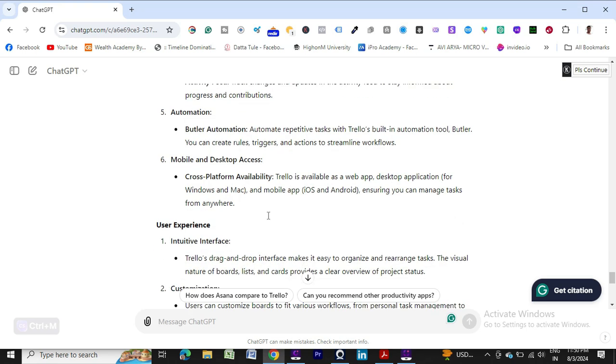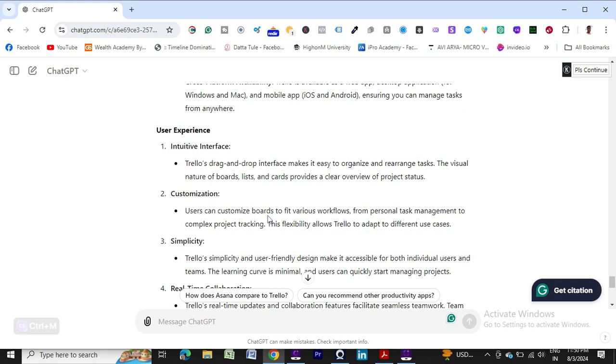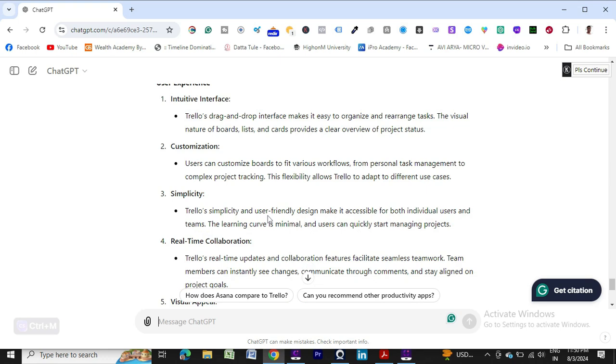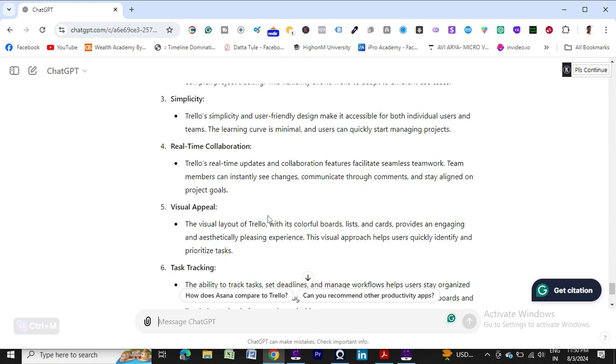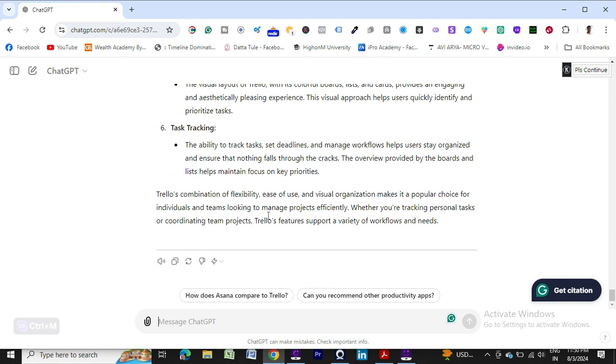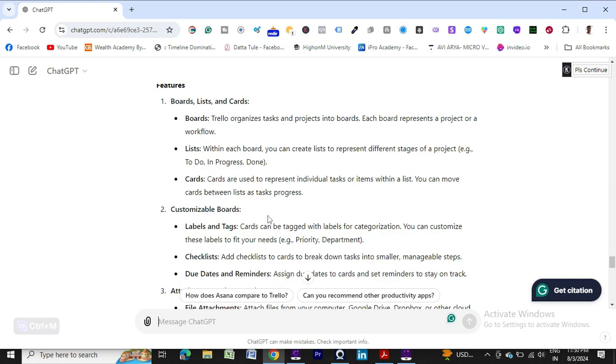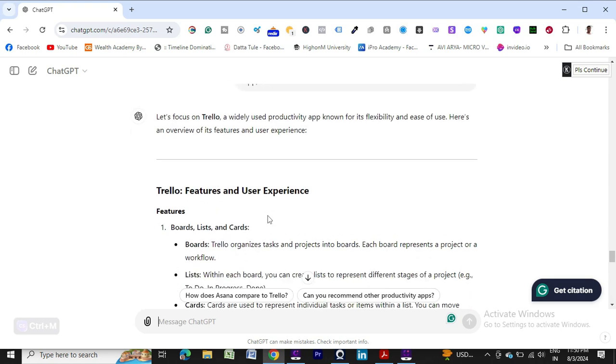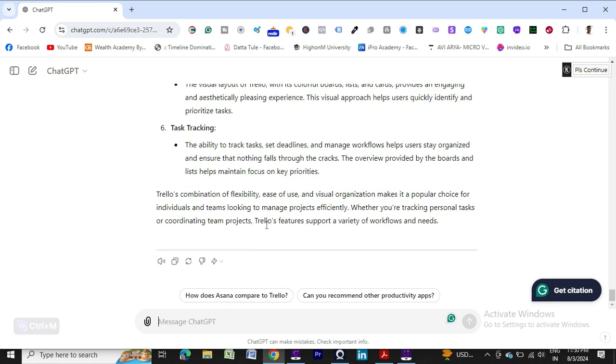And the user experience of Trello: intuitive interface, customization, simplicity, then real-time collaboration, visual appeal, task tracking. All these things are there. So I have got quite pretty information about Trello. I think Asana, it is given. No, it is how does Asana compare to Trello? So again I can ask, here it is.